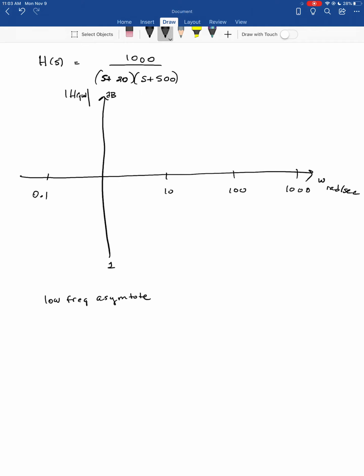So we'll go ahead and label what we call critical points, which are the poles and zeros of the transfer function. So we have one at 20, and that's a pole, so we'll put an X. That's 20, and then we have one at 500, also a pole, so we'll put an X. Okay, so the poles and zeros of the transfer function are negative numbers. I know that. So your poles would actually be at negative 20 and negative 500.